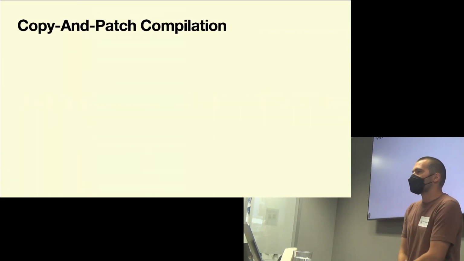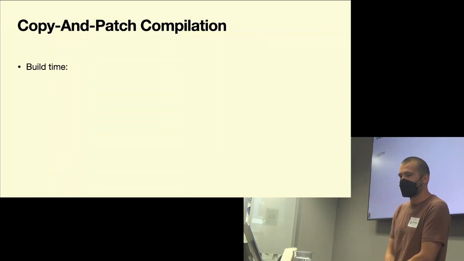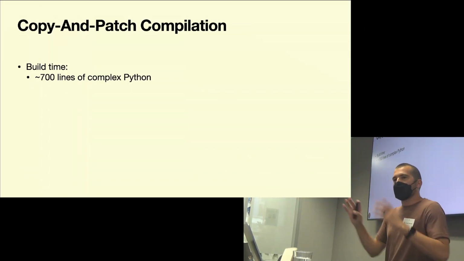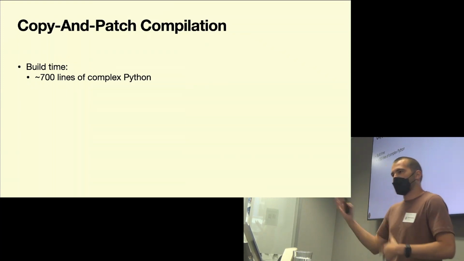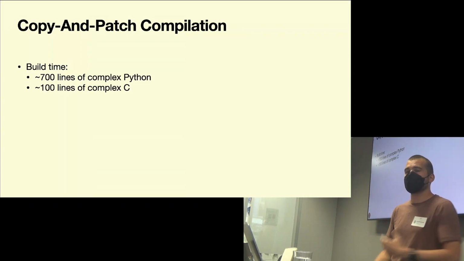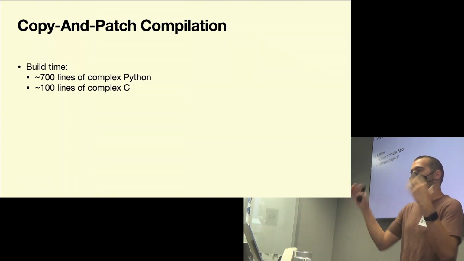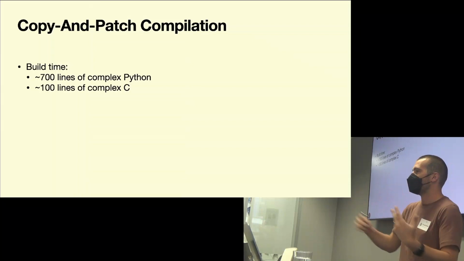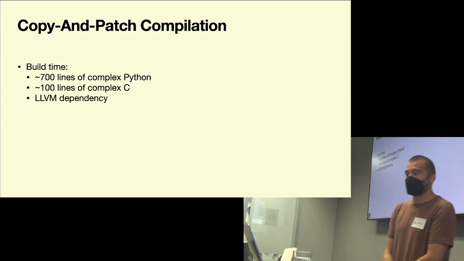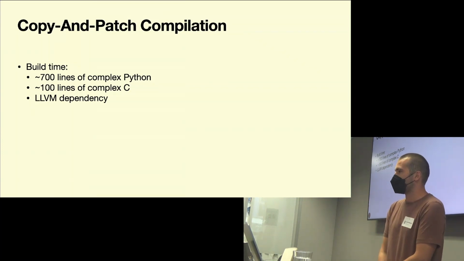Just some stats on the implementation itself. At build time, it is about 700 lines of complex Python. So this is Python code that handles actually extracting all the cases, compiling each one, parsing out the ELF, and then generating the header files. It has about 100 lines of complex C. Those are the templates that I showed you that we actually insert the cases into so that we can compile and extract them. And there is an LLVM dependency. But most importantly, this is a build time dependency, not something that users need to install.